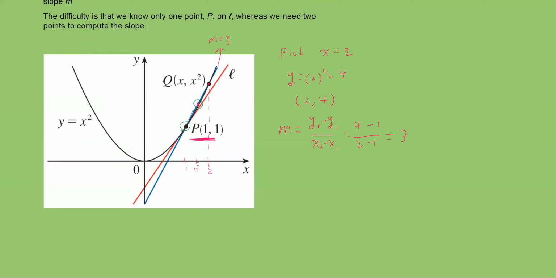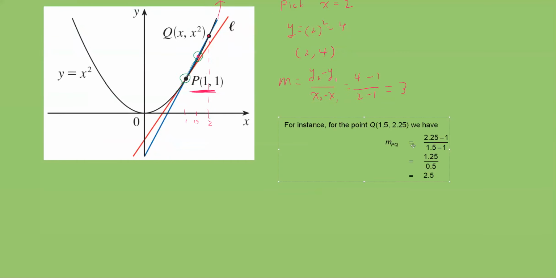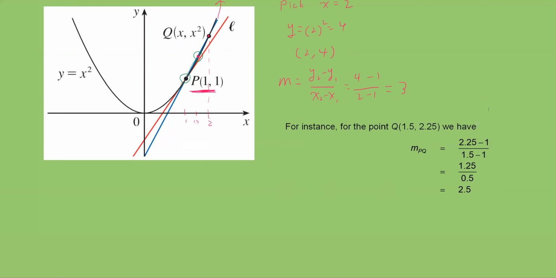Okay, and by picking our points closer and closer to 1, we will be able to get a better approximation, right? And if we pick 1.5, then the slope between P and 1.5 will be 2.5, which is less than 3, meaning it's going to be closer and closer to the true slope of the tangent line.